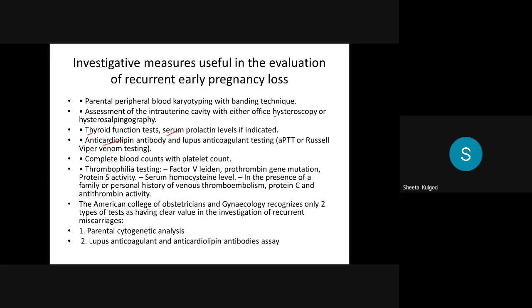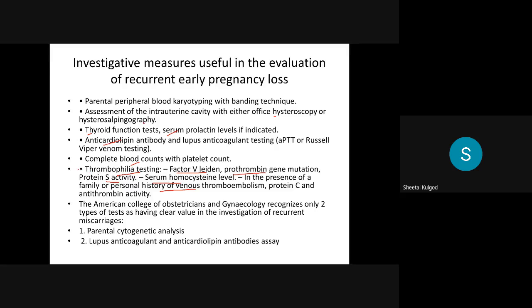Anti-cardiolipin antibodies, as we discussed, or a PTT or Russell Viper venom testing to rule out any autoimmune disorders. So the antiphospholipid antibody syndrome is the most common. Complete blood counts and platelet counts have to be done routinely. Thrombophilia testing will have to be done, especially if there has been a history of previous thromboembolism in the patient, or a family history is there, especially of protein C or antithrombin deficiencies. We need to do thrombophilia testing for factor V Leiden mutation, prothrombin gene mutations, or protein S activity, and also assessing the serum homocysteine levels.